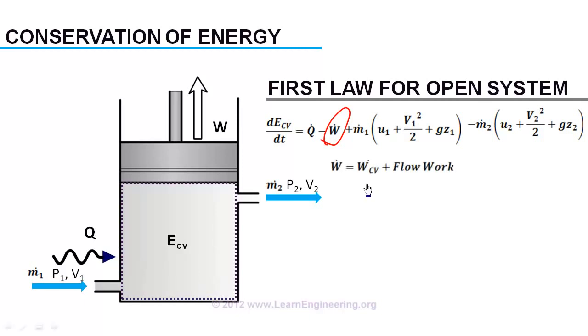So the total work done by the system will be the summation of W_CV and flow work. W_CV represents the visible work, in this case the work done by the gas on the piston. And we know flow work is the work required to eject the flow or suck this fluid in. And the work required to eject this stream will be force at this area times velocity of the stream. And force is pressure times area. So you can represent flow work as this.